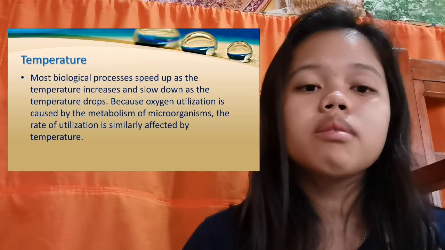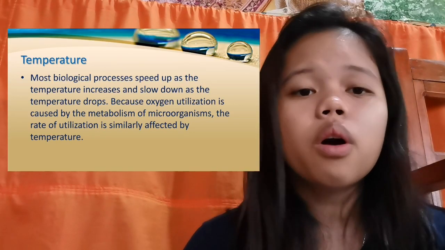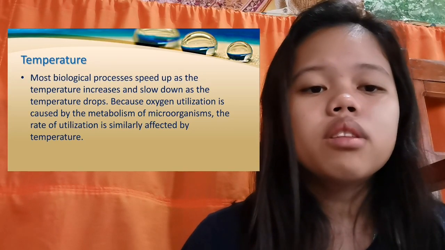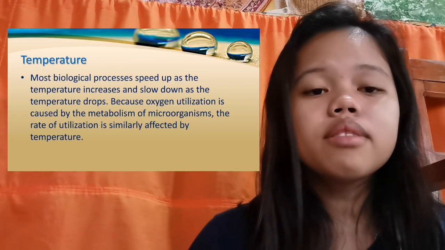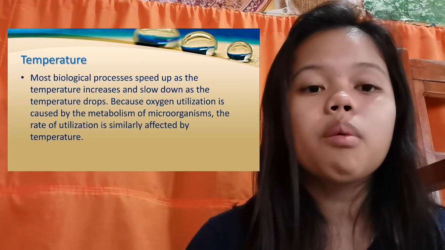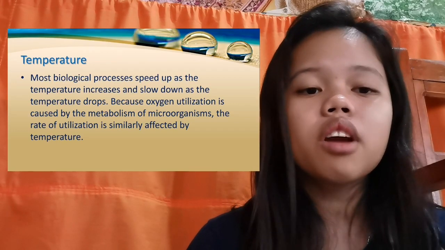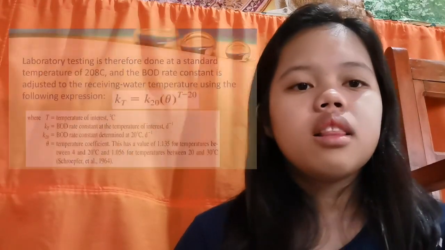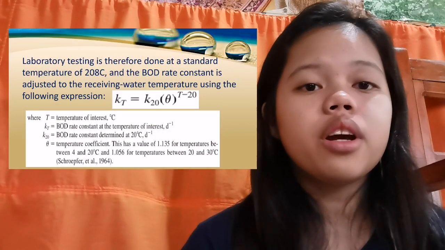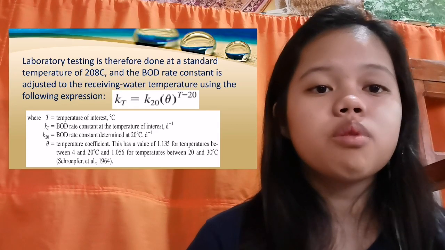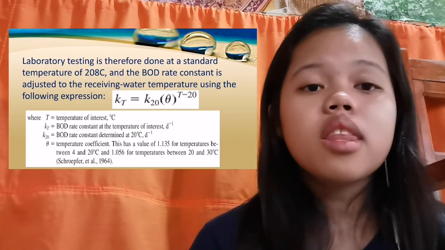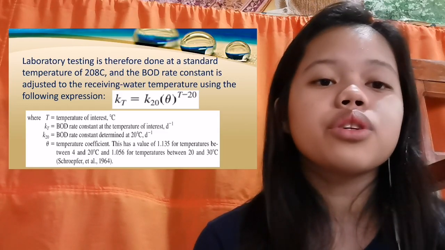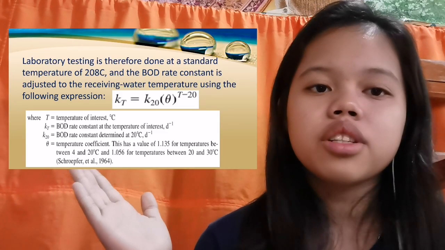Often, the receiving water temperature changes throughout the year, so a large number of tests would be required to define K. An additional difficulty is the task of comparing data from various locations having different temperatures. Laboratory testing is therefore done at a standard temperature of 20 degrees Celsius, and the BOD rate constant is adjusted to the receiving water temperature using the following expression.